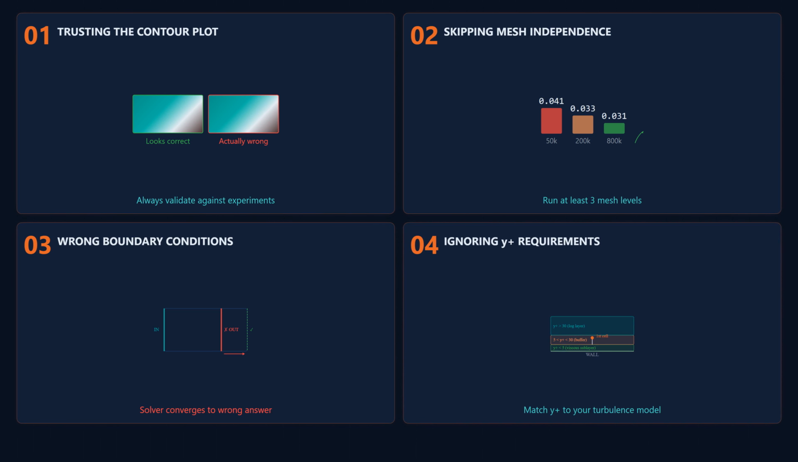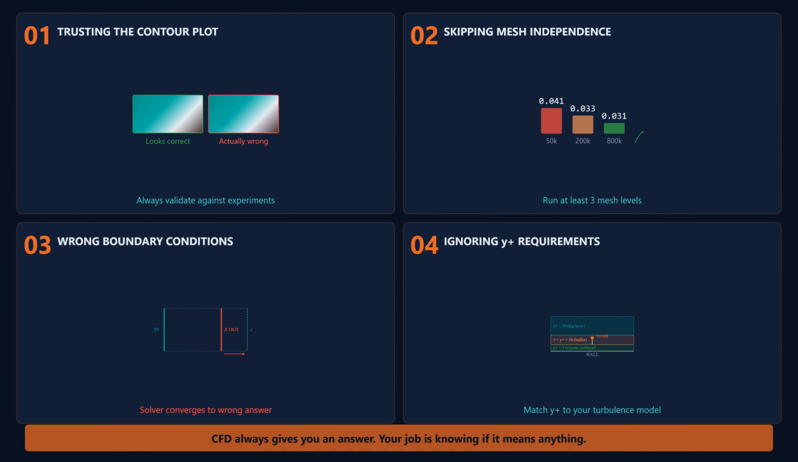Pitfall 3: Wrong boundary conditions. Outlet too close, incorrect inlet turbulence intensity, symmetry where the flow isn't symmetric. The solver converges happily to the wrong answer. Pitfall 4: Ignoring y-plus requirements. Your turbulence model needs a specific near-wall mesh resolution. Violate it, and wall shear stress, heat transfer, and separation predictions are unreliable. The pattern is simple. CFD always gives you an answer. Your job is knowing whether it means anything.